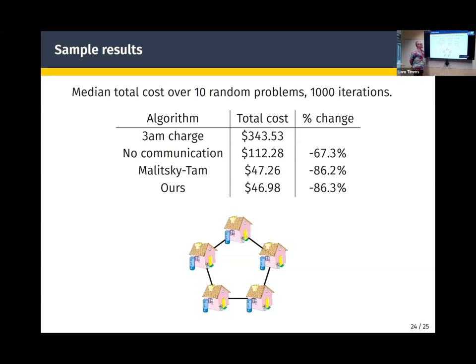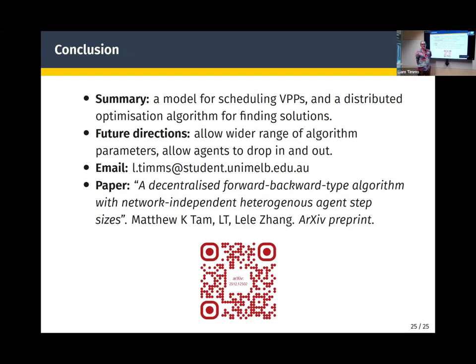Okay, so that's all the results. Summary at the end. So we have a new model for scheduling virtual power plants. We've got a new optimization method that has some advantages over existing optimization methods. In future, we'd like to broaden what are the parameters we're allowed to use in this method. Can we include some more possible power prices for slightly weirder ones? Maybe allow agents in this network to drop in and drop out of the network. But all of the technical details are up in this archive preprint by myself, Matt, and Joyce.